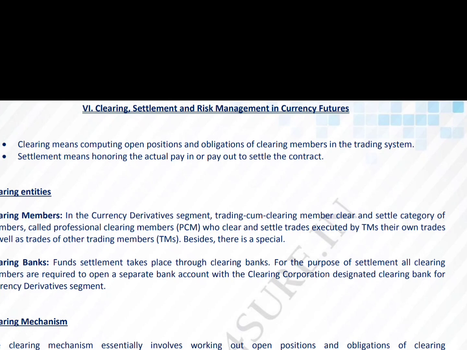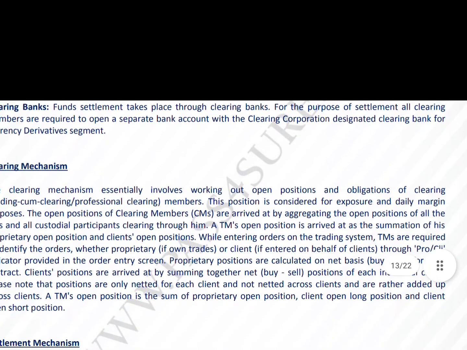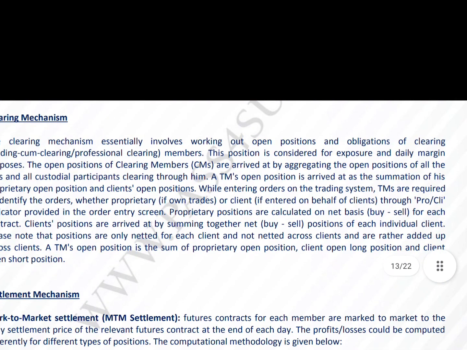Now clearing, settlement and risk management in currency futures. Clearing means computing. This question can be put up: what is the meaning of clearing the position? Clearing means computing open position and obligation of clearing members in the trading system. Settlement means honoring the actual pay-in and payout. Settlement: pay-in, payout. Clearing: computing.